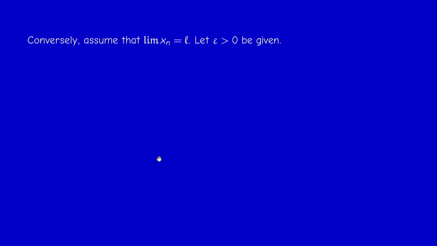So we consider an arbitrary positive number, epsilon. Since the sequence is by assumption converging to L, there exists a certain rank n0, starting from which the sequence xk is between L minus epsilon and L plus epsilon. This is the definition.